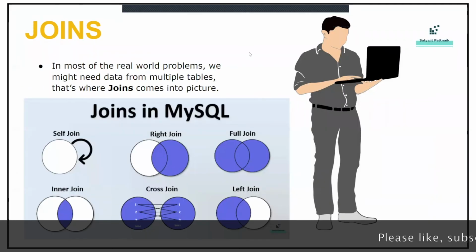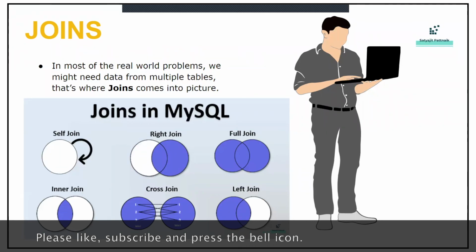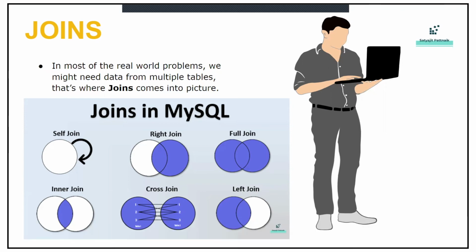Okay, then comes your joins. In most real world problems, we might need data from multiple tables. That's where joins come into the picture. Join is mostly used when you deal with pandas data frames, right? You must be using multiple data sources, multiple Excel sheets. So what we mostly do is combine the data and work on it all together, right? So merge and join play a vital role in pandas. In order to understand what exactly a join is, you have to understand it in terms of SQL.